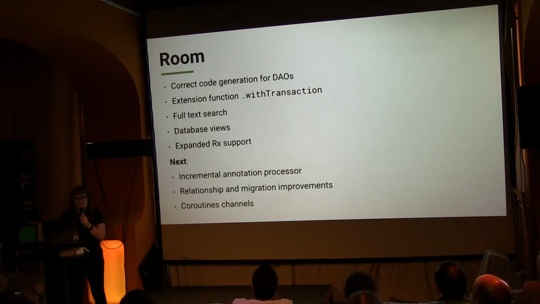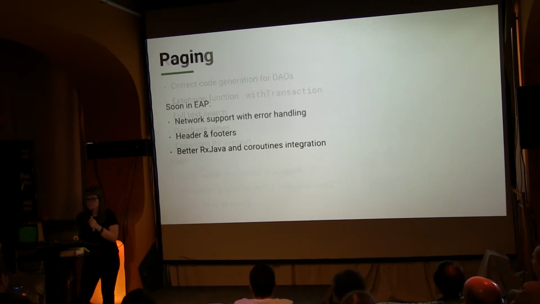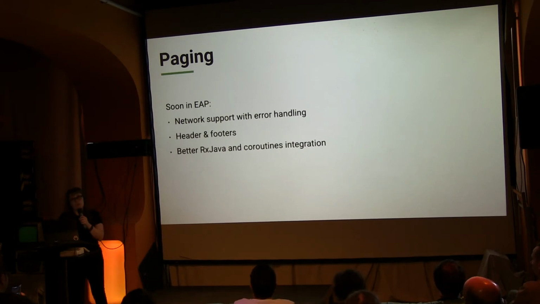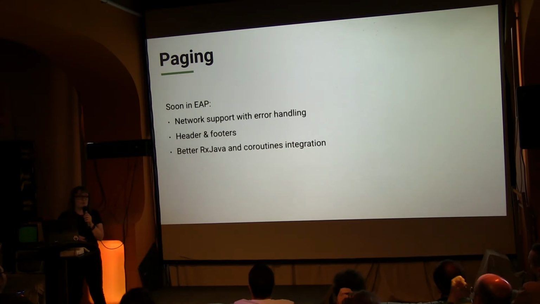Now, what's next? Next will come some incremental annotation processor. I don't know when, but that's the future. Some improvements on relationships and migrations, and also coroutine channels. Now, we have a couple of libraries left. One is the Paging library that soon will be in early access program, where there will be some better network support with error handling. Also, you will be able to inject headers and footers while you are pulling your pages. And also, there will be better integration with RxJava and coroutines.